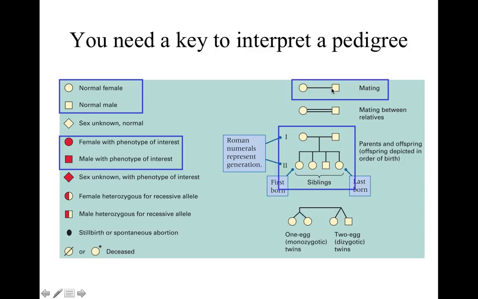A horizontal line between a circle and square represents a mating. The progeny are drawn directly below the parents connecting to the mating. And so this mating gave rise to 3 daughters and a son.